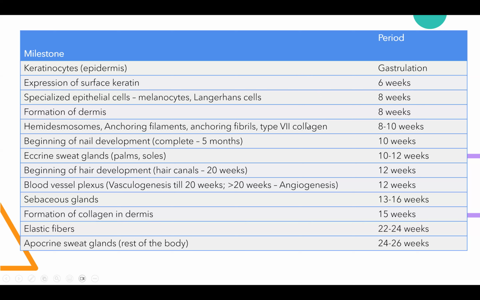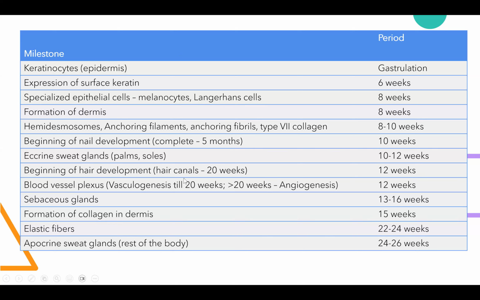The junction between the epidermis and the dermis, namely the hemidesmosomes, anchoring filaments, anchoring fibrils, and type 4 collagen, develops by around 8 to 10 weeks. Beginning of nail development is by 10 weeks and it is complete by almost 5 months. So when we see an extremely premature baby born at 23 or 24 weeks, the nails are almost covering the nail bed. Eccrine sweat glands develop around 10 to 12 weeks.